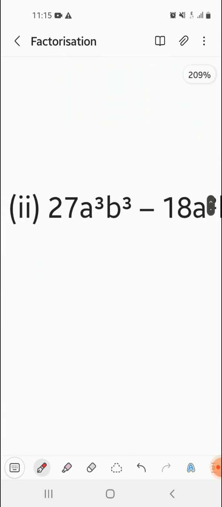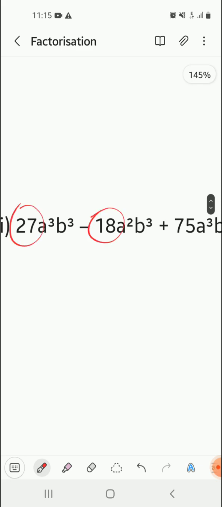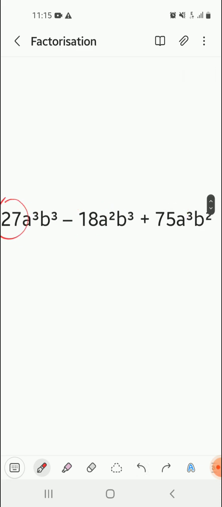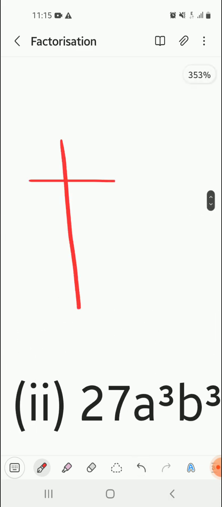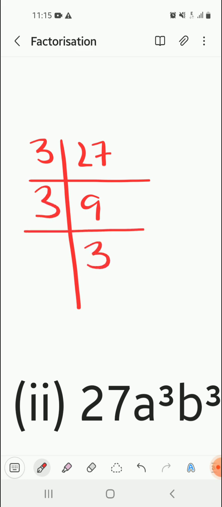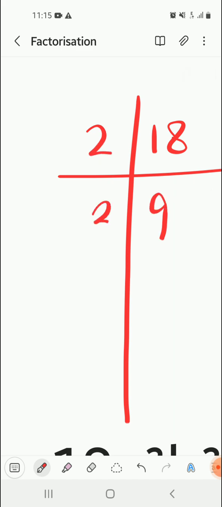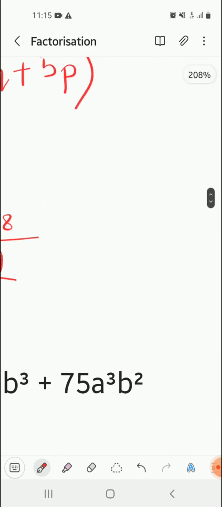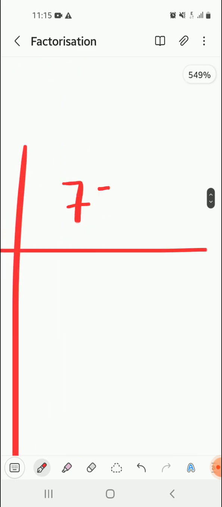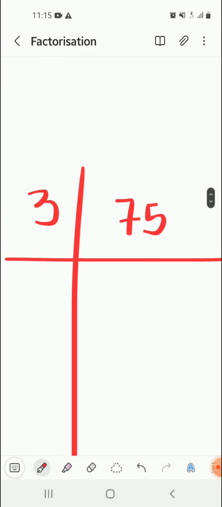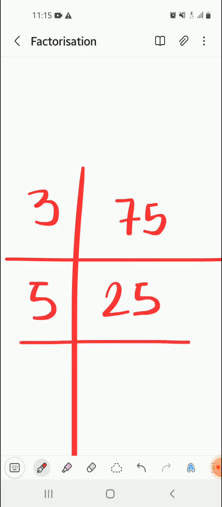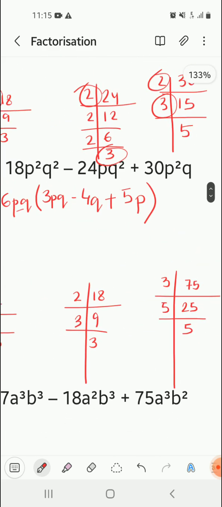Moving on to the next question. We have got 27, 18 and 75. So list all the factors. 27 will become 3 into 9, 27, 3 and 3. Again for 18 it will be 18 divided by 2, 9, 3 and 3. For 75, it is an odd number, so it will be divisible by 3, not 2. So 75 divided by 3 is 25, and again by 5.